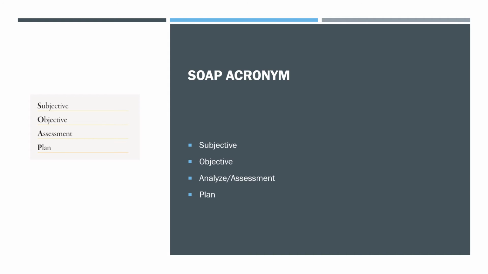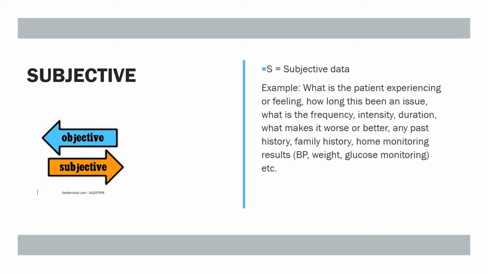The acronym for SOAP is subjective, objective, assessment, and plan. Subjective data is: what is the patient experiencing or feeling? How long has this been an issue? What is the frequency, intensity, duration? What makes it worse and what makes it better? Any past history, family history, home monitoring results, blood pressure, weight, glucose monitoring.